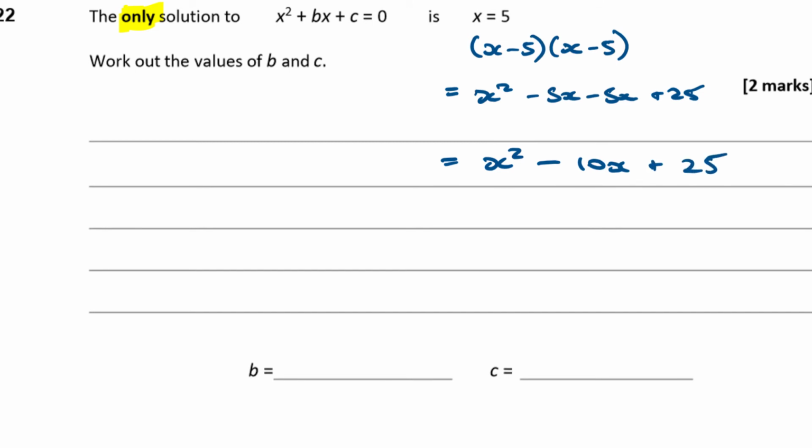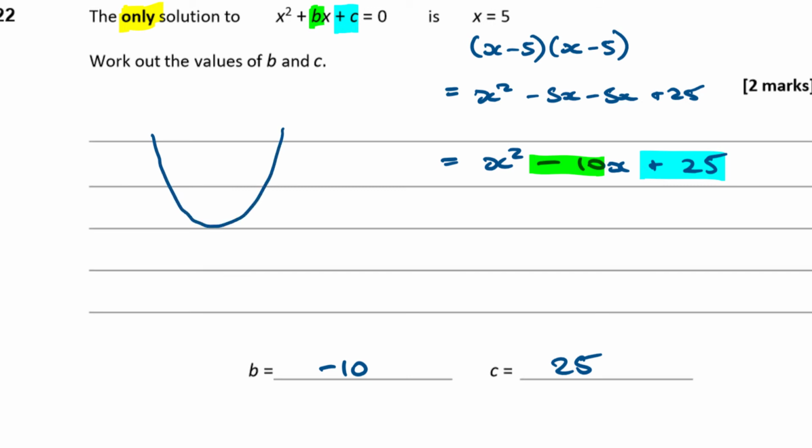Okay, and then comparing that with what I had to start with, b is going to be the coefficient of x, it's going to be minus 10, and c is going to be the number on the end, it's going to be 25. Okay, so b is minus 10 and c is 25. If you're going to look at this as a graph, you're going to have a quadratic, and it's just going to be touching the axes here at 5. Okay, so that's what your graph will look like, which is why we have only one solution. Because normally what happens is you have two, don't you? The graph cuts the axis twice.